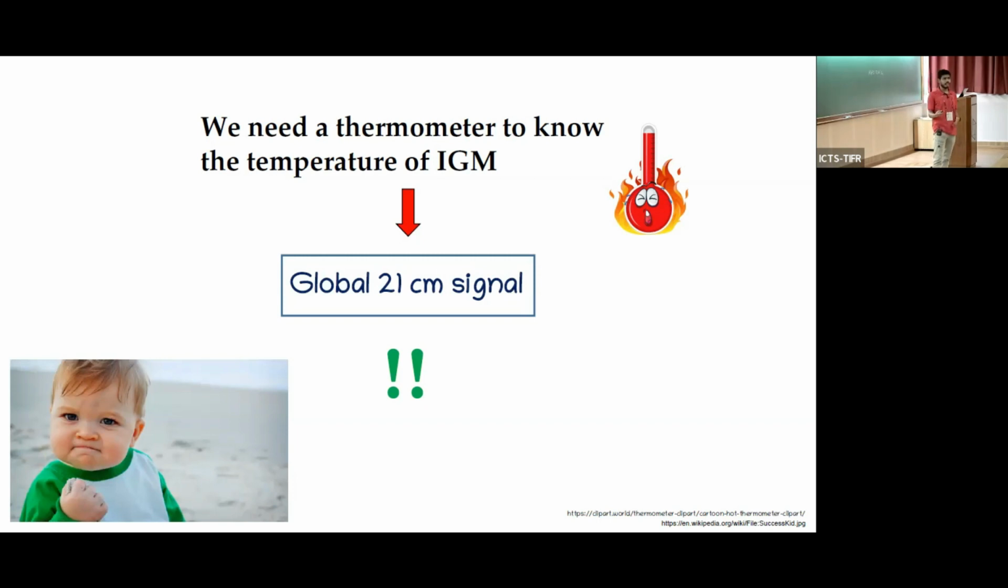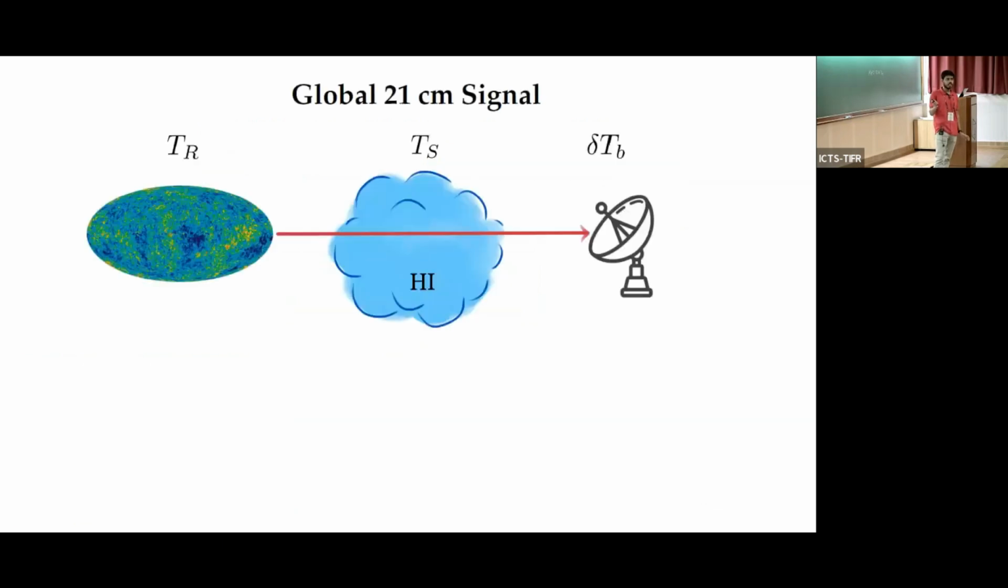The 21 centimeter line, as we all know, arises because of the hyperfine splitting in the ground state of neutral hydrogen. For the global signal, the idea is the following. When the cosmic microwave background was formed, there were all sorts of photons inside it, and some of them were 21 centimeter photons. The intensity of those photons is determined by the CMB temperature, T_R. While these photons are traversing the universe, they can encounter a neutral hydrogen cloud, an HI cloud.